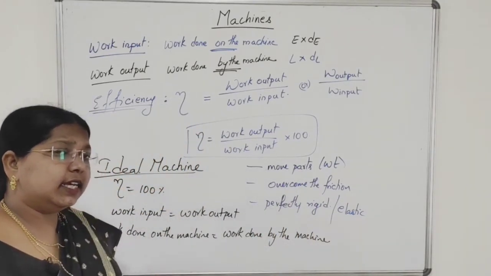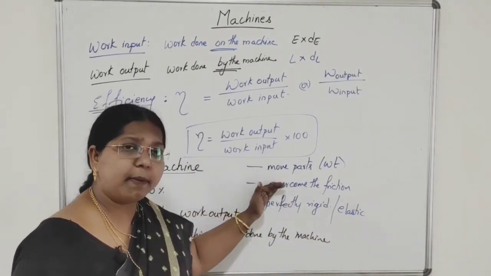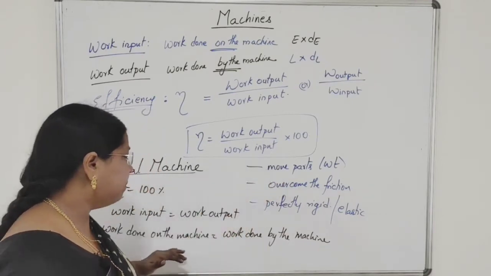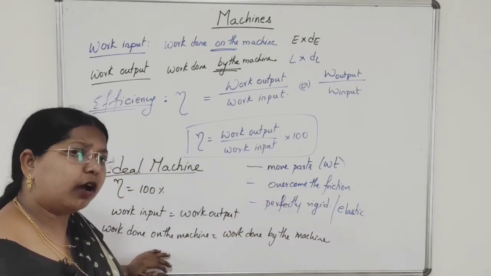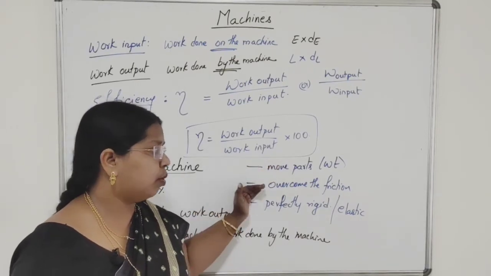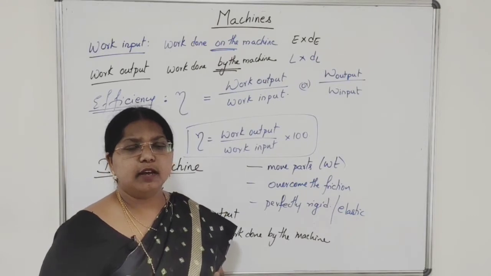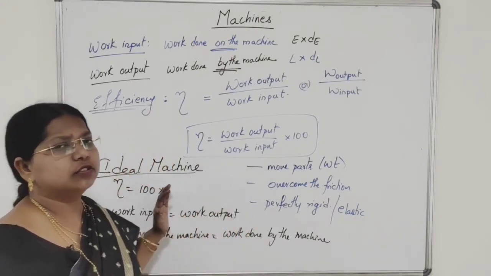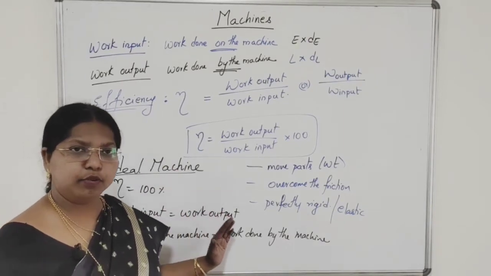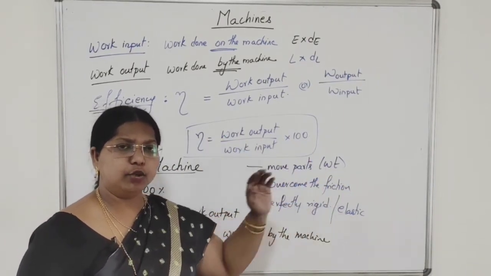Okay, and there will be some friction between the parts of the machine. So some part of our input, of our effort, is used to move the parts of the machine and to overcome the friction in the machine. So there is no 100% efficiency in the machine. The input is not 100% converted into output.